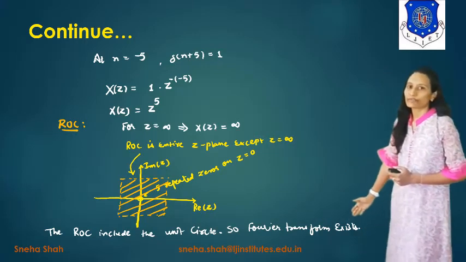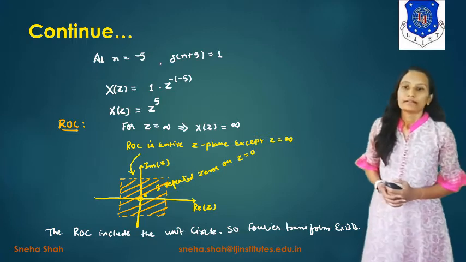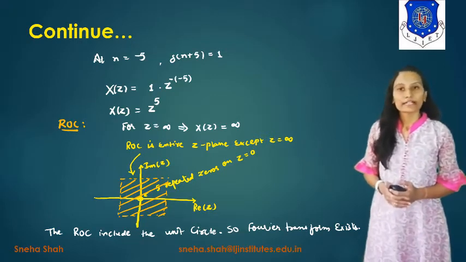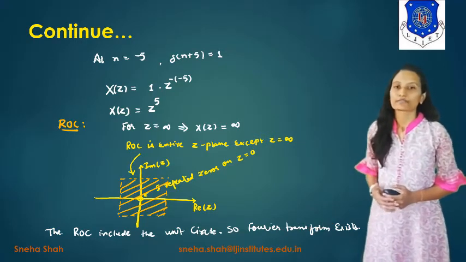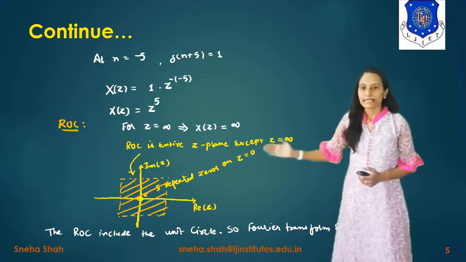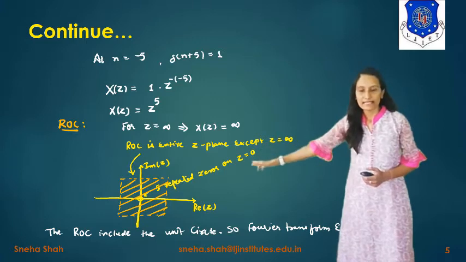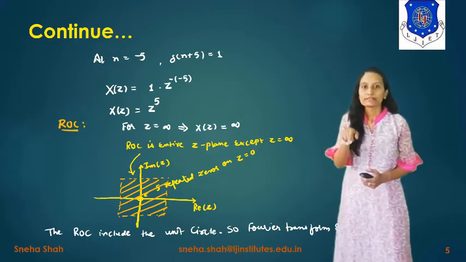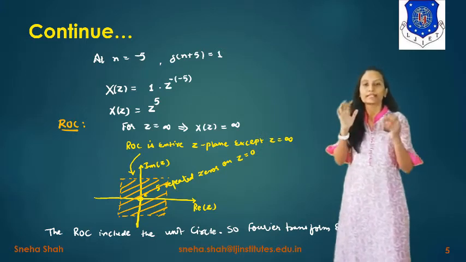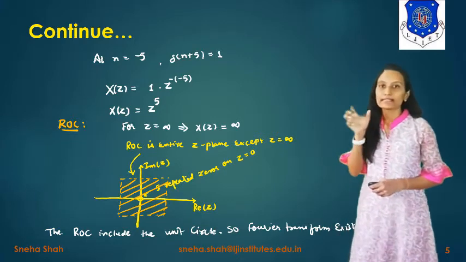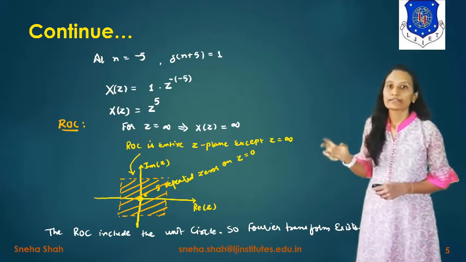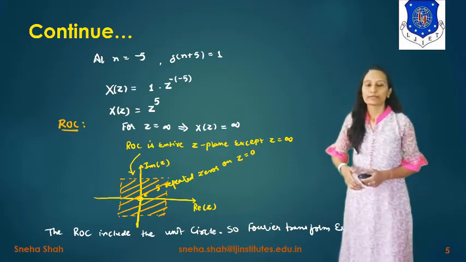So you can see that the ROC includes the unit circle, so the Fourier transform will exist. If the ROC does not include the unit circle, then the Fourier transform will not exist. But you can see that in this example, the ROC includes the unit circle. In this ROC region, we can draw the unit circle, right? So in the ROC the unit circle is included, so it will give you the Fourier transform for this particular example.